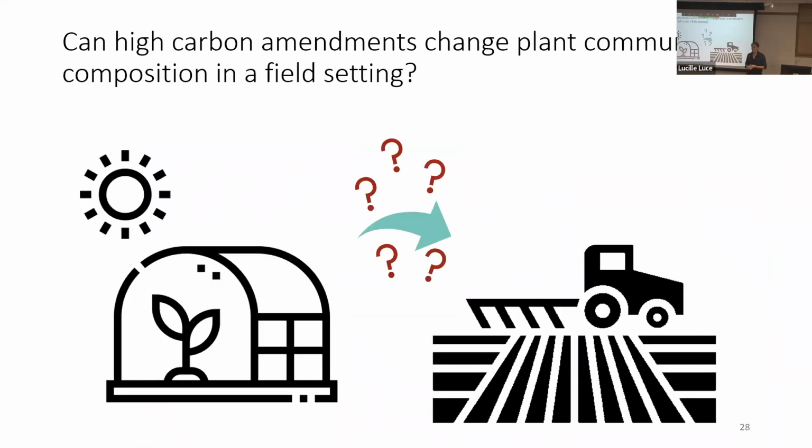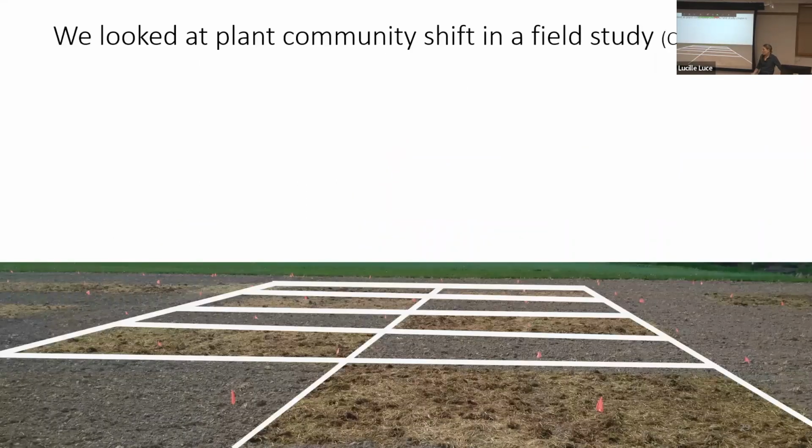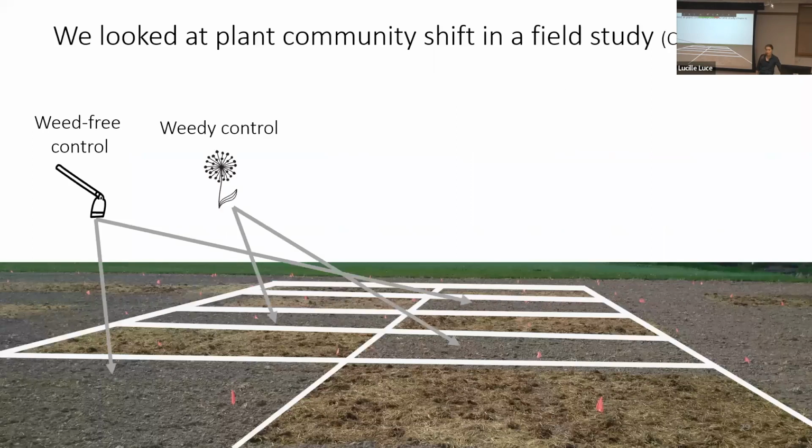We wanted to see if these results would hold in a field experiment. Oftentimes, things that you see in a greenhouse don't translate super well into the field. So we had a field experiment in Freeville where we had 5 different soil amendment treatments, and they increase in carbon as you move to the right. 2 remained unamended. We had a weed-free control and then a weedy control.